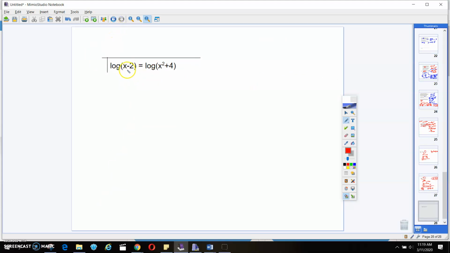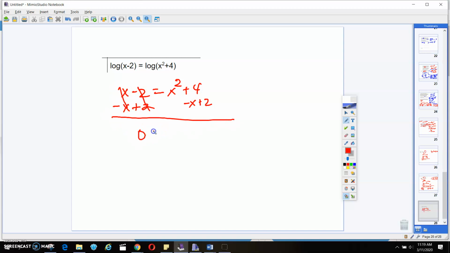Last one. Ready? So, since both of these are the same logs on both sides, what you could do is really you could get rid of both side logs. Okay? And so you're left with this. And now this has just become a quadratic. So, you're going to subtract x from both sides and add 2 to both sides. When you do that, you're going to get x squared minus x plus 6.